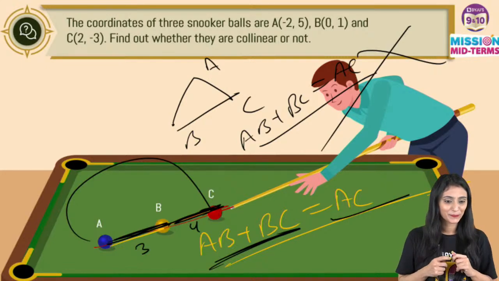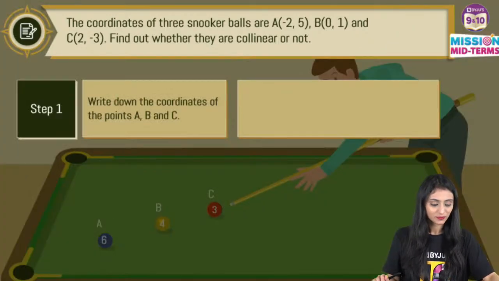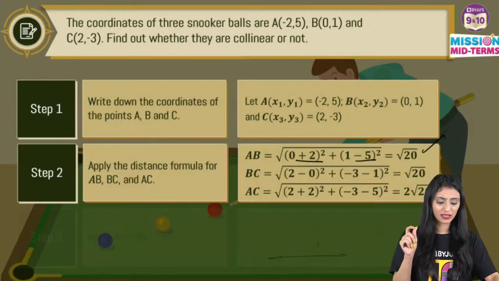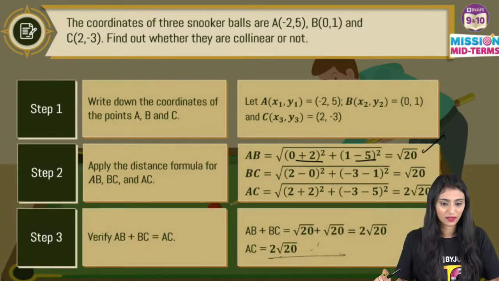Yeah. Arya, easy one. This is clear. AB find करना है, BC, AC, and then add करके you have to check.